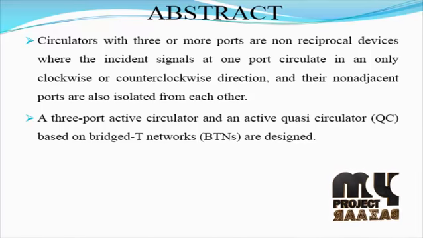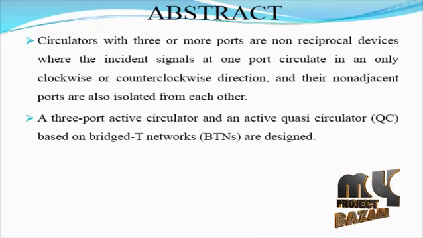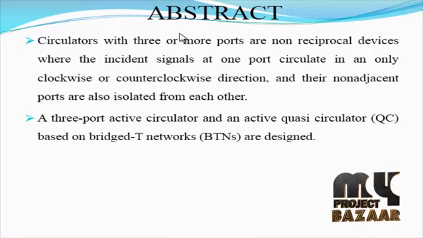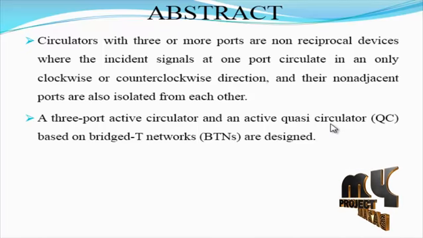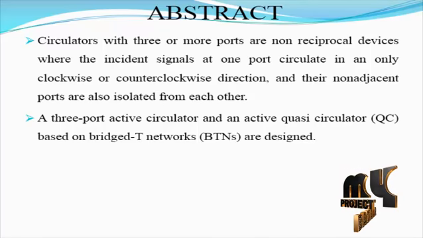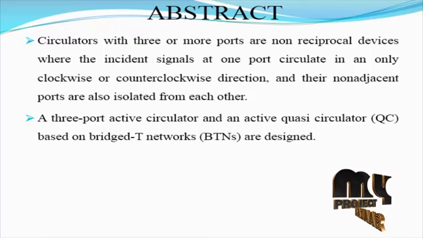Conventional circulators are usually fabricated with passive non-reciprocal ferrite materials, but using ferrite materials makes them expensive as they are not compatible with monolithic integration. The most important specifications of active circulators and quasi-circulators are their inherent advantages such as size, weight, and cost over conventional ferrite devices.